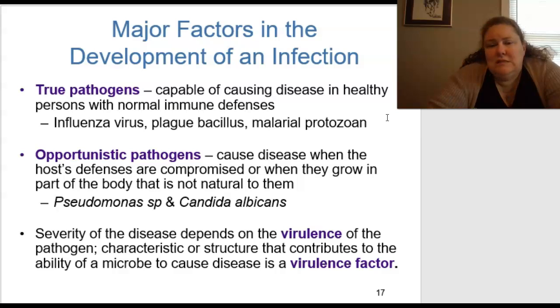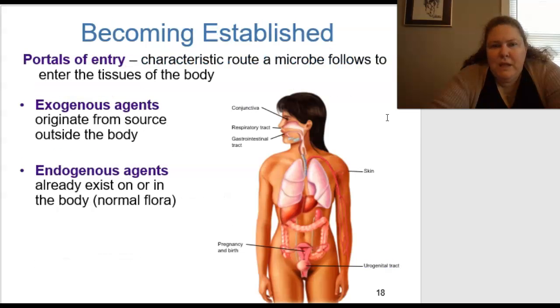Severity of the disease is going to depend on the virulence, or how aggressive the pathogen is. Also, the characteristics or structures that contribute to the ability of the microbe to cause disease are called the virulence factor. Basically, how aggressive they are is how virulent they're going to be.